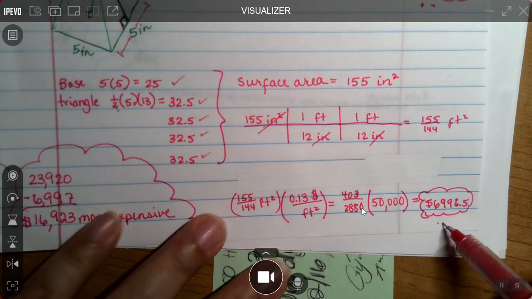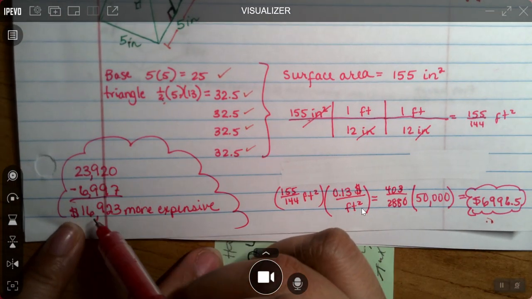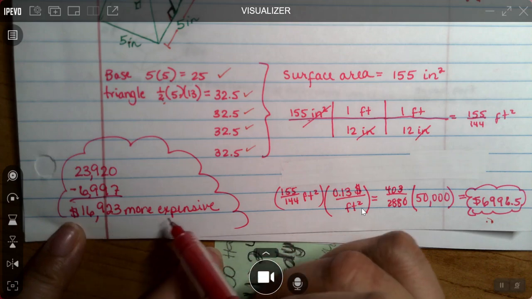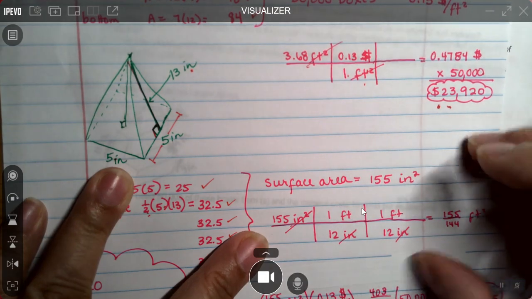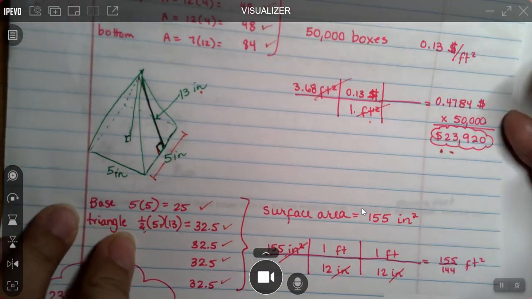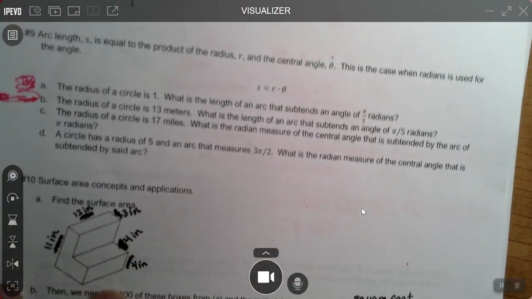So this is more expensive. This will be less expensive. And how much less expensive? If you subtract them, it'll be 16,923 more expensive. But in reality, I should have made this one bigger so that the difference in price wasn't going to be that much, okay? All right, please review, make sure you know how to do it.